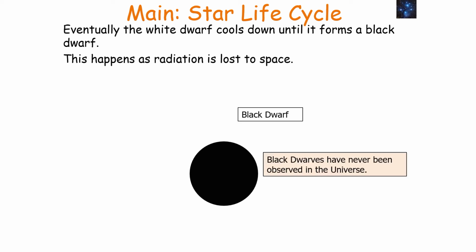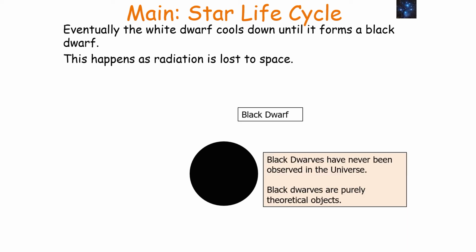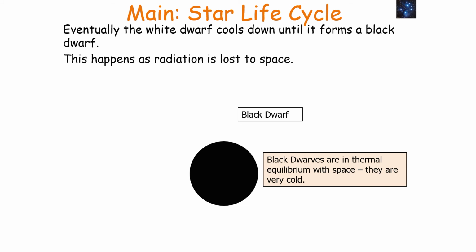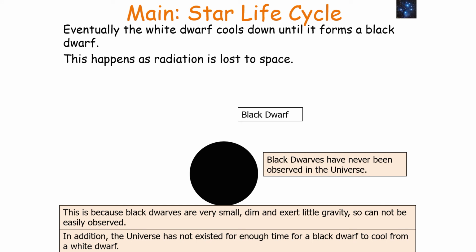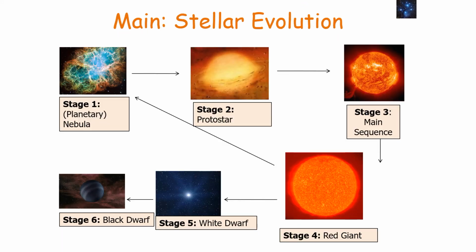Now black dwarfs have never been observed in the universe. They are purely theoretical objects. Black dwarfs are in thermal equilibrium with space. They are very cold. They have never been observed because they're very small, very dim and exert little gravity, so cannot be easily observed. In addition, the universe has not existed for enough time for a black dwarf to form from a white dwarf. So we've got our stellar evolution.